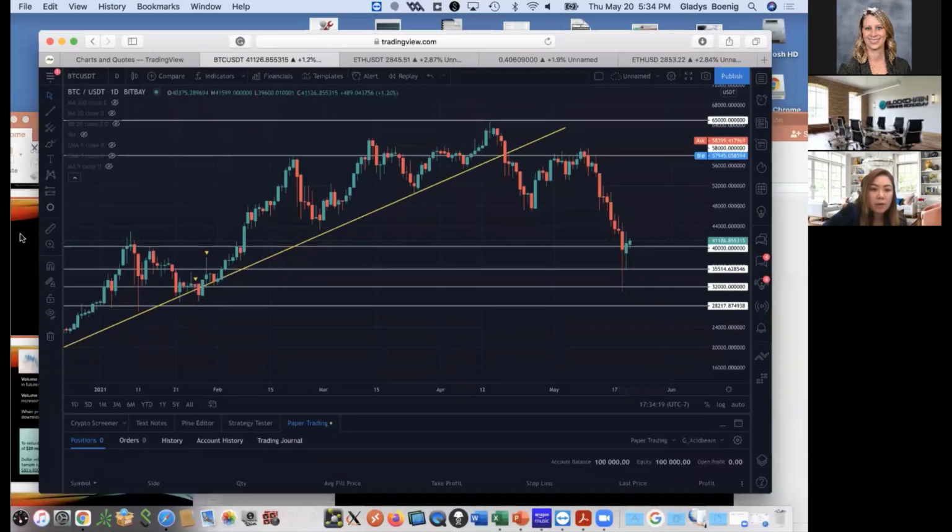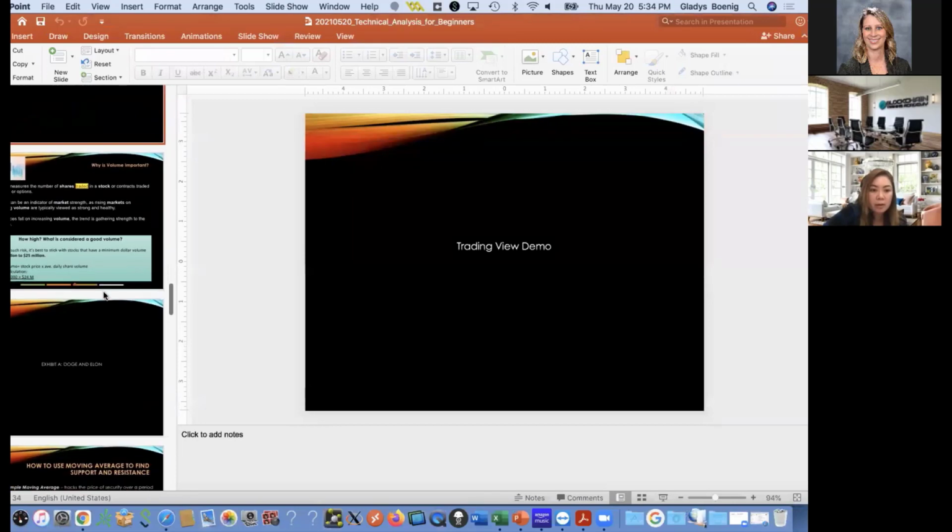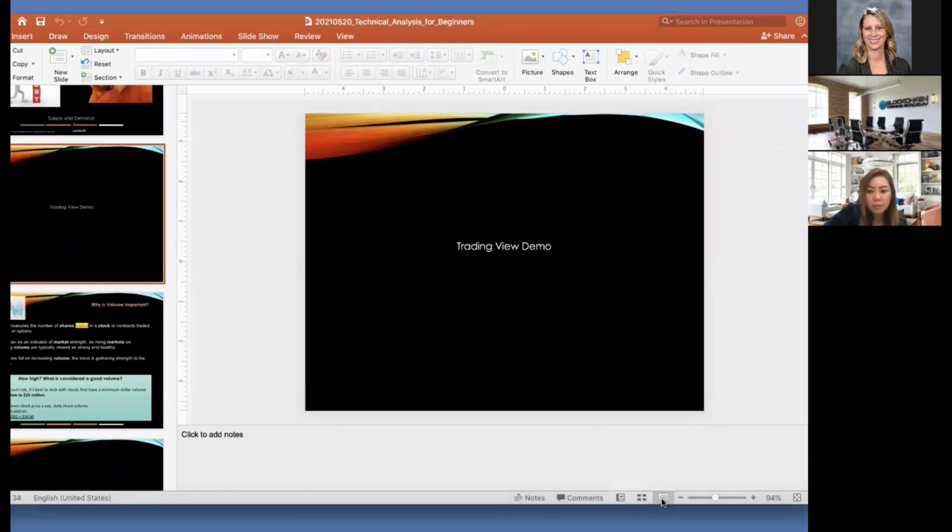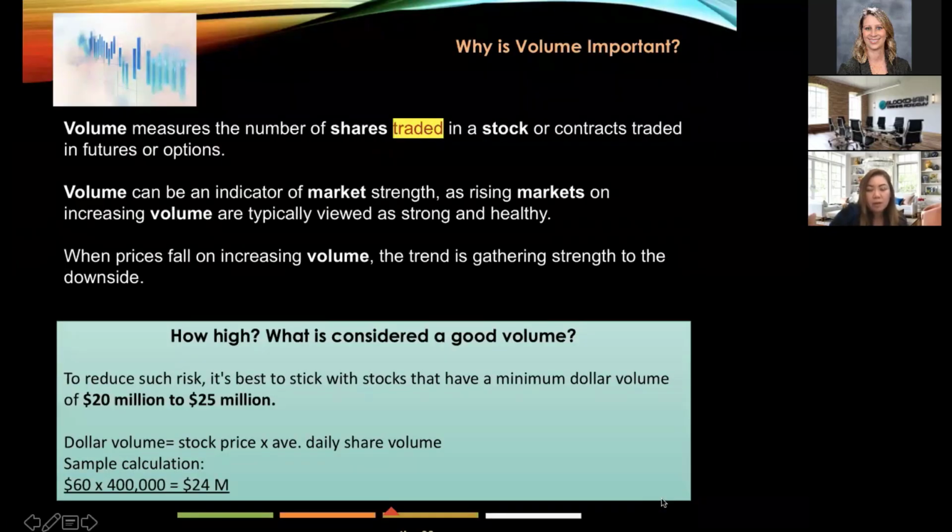So the next part that I'm going to talk about is volume. Volume is very important. If there's nobody trading an asset, then it's very hard for you to trade, right? Because there's nobody on the other side of the table to buy or sell whatever commodity you have. So the more volume, the more liquid, the better it is, so you can move in and out of the market.